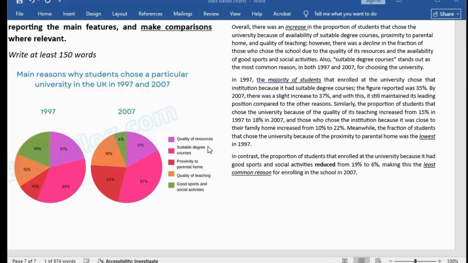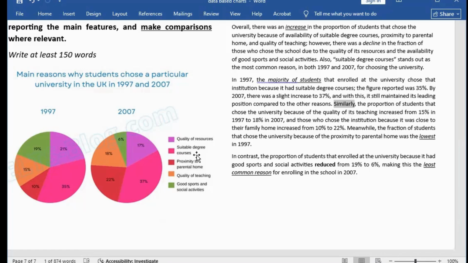This is part of the things that you need to pay attention to when constructing your sentences. Let me say that again. The quality of resources did not reduce. The thing that reduced is the percentage of students that chose the school because of quality of resources. That's what this chart is about. This chart is about why students chose a school. That's what we have on the chart. So that's the second problem with your response.